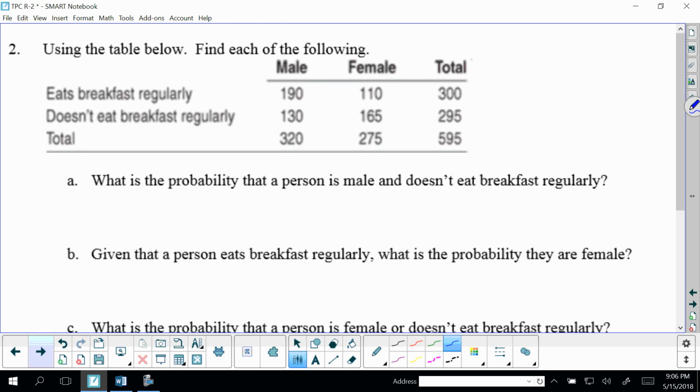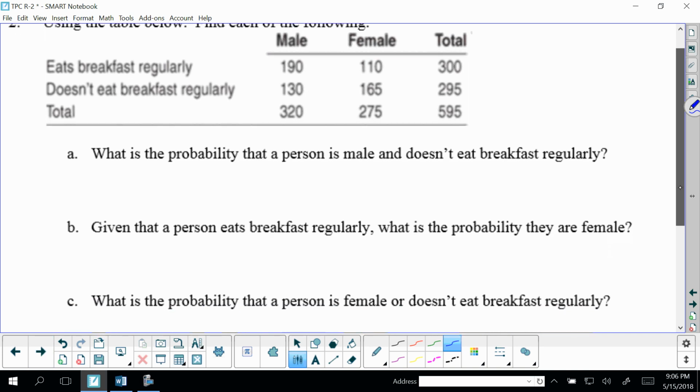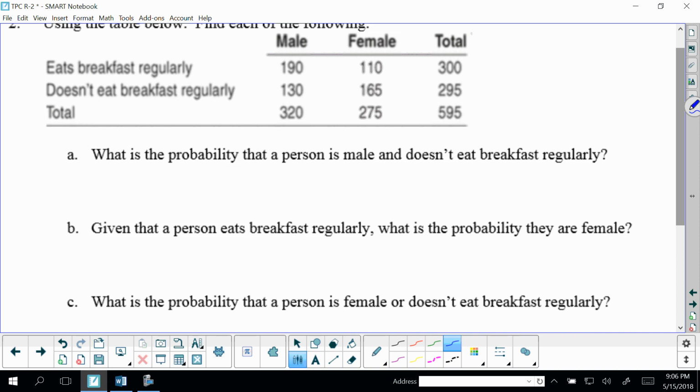All right, let's flip to the next page. We have another two-way table. Notice they did give us all of the totals. Letter A, what is the probability the person is male and doesn't eat breakfast regularly? So with an and, we're just looking for where they crisscross. Look at the male column, doesn't eat breakfast regularly, so that's here, the 130. Ands, ors, and single probabilities go over the overall total. So 130 over 595.